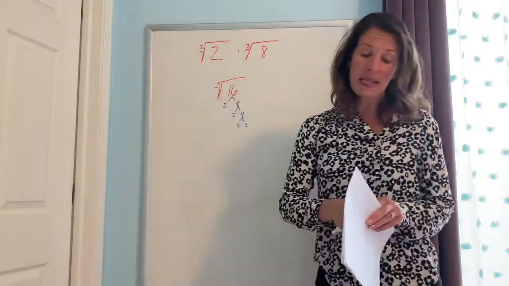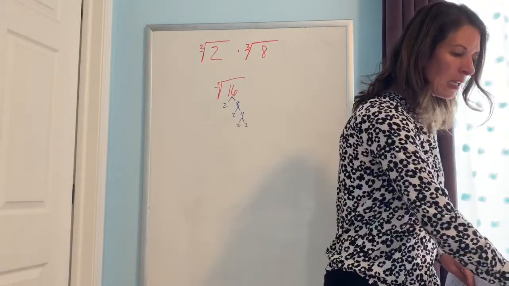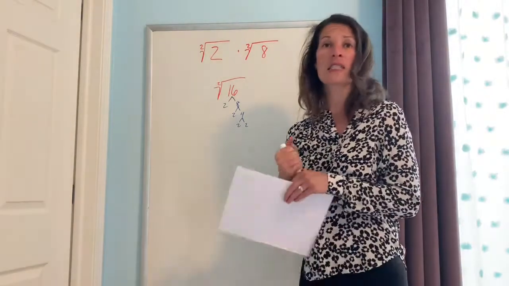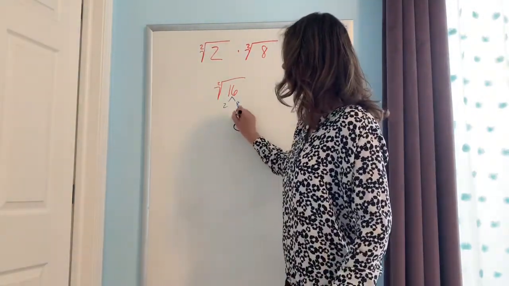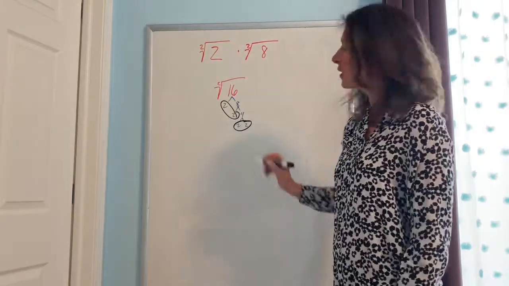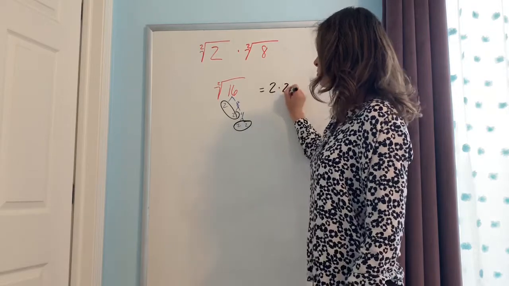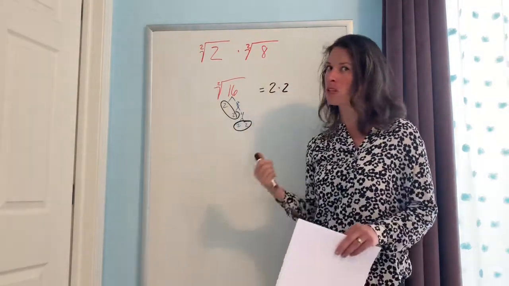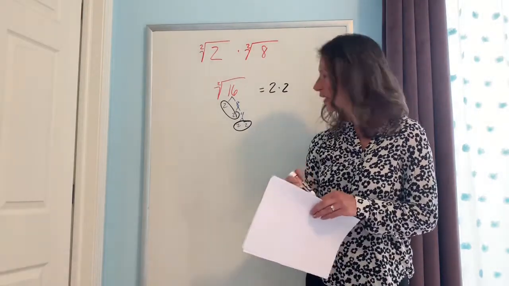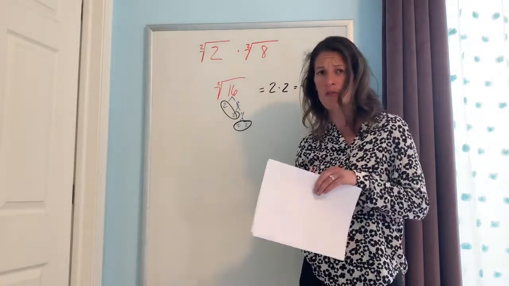And my index is a 2. Right now it's not written, but if you don't see an index, then that also means that the index is 2. So I'm going to circle groups of 2. That means that my answer is 2 times 2 because I have 2 groups of 2. So whatever I circle is going to be multiplied if I circle more than one thing. So 2 times 2 is 4. The square root of 16 is also 4.